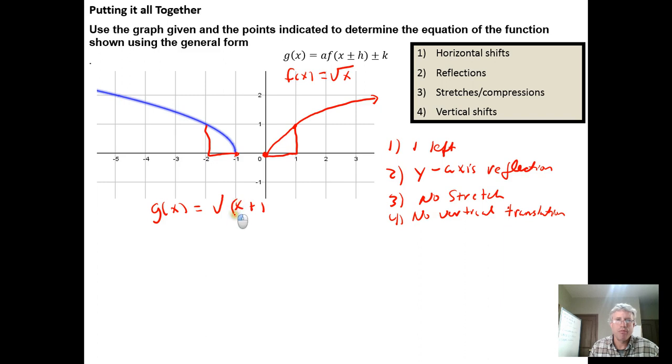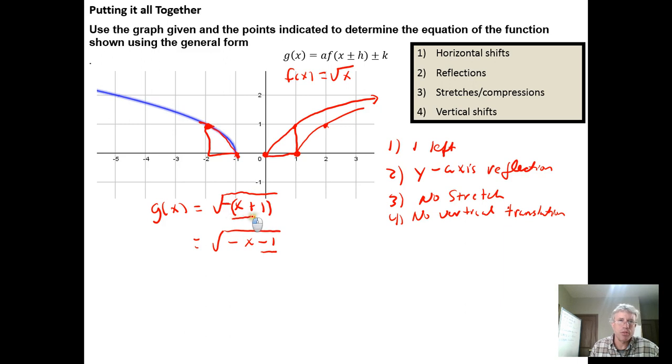And now I have to be careful. If I'm going to do my y-axis reflection, I want to negate the input, negate the inputs, which is going to look like negative x minus 1. And so this looks like a shift of the graph 1 unit to the right, and then reflected over the y-axis. Shift it 1 to the right, then reflect it over the y-axis to get that final result.